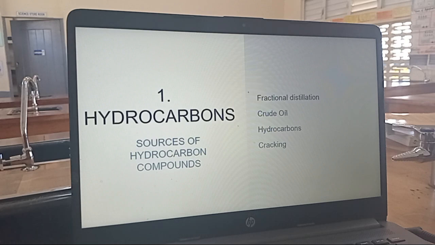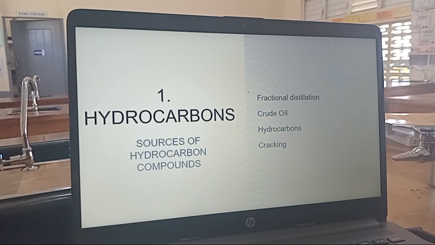We start with a look at hydrocarbons. Hydrocarbons are those substances containing carbon and hydrogen only. All right, very important to understand. For hydrocarbons, we'll examine fractional distillation, where we obtain these small hydrocarbon fractions from crude oil, and from the crude oil through the process of cracking, that's where we will obtain these hydrocarbons.